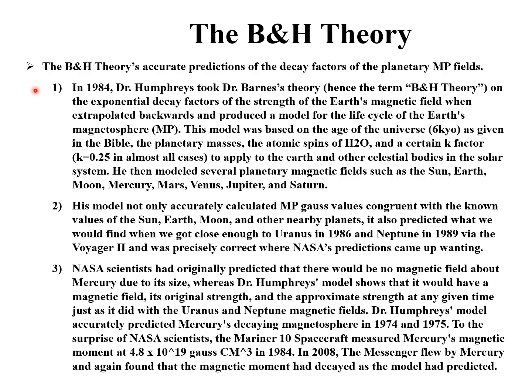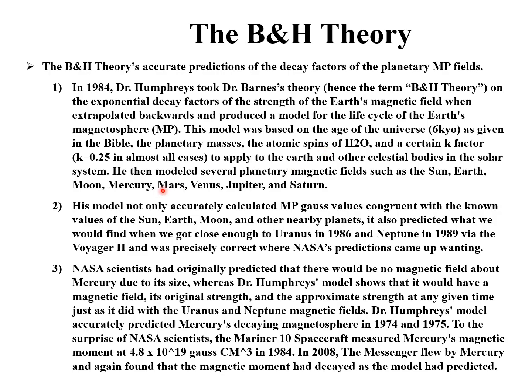And we used the H2O, and then he used a certain K factor, in most cases 0.25, to apply to the Earth and all the celestial bodies in the solar system. This K factor has to do with how many of the H2O atoms were in alignment to create the magnetosphere. Remember, we talked about if you get all these spinning in the same direction, it will create that magnetic force.